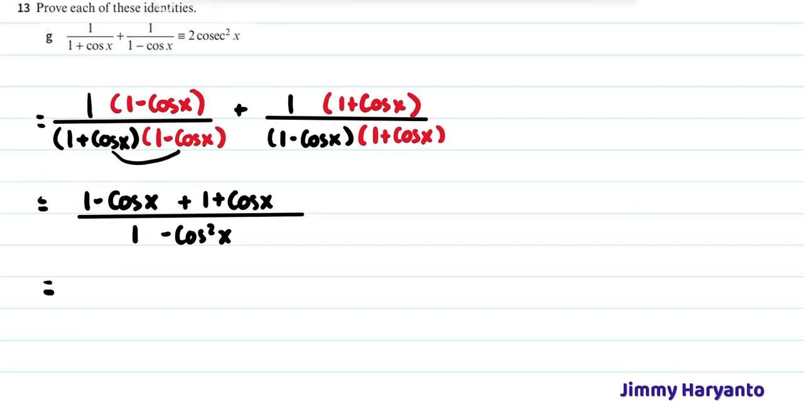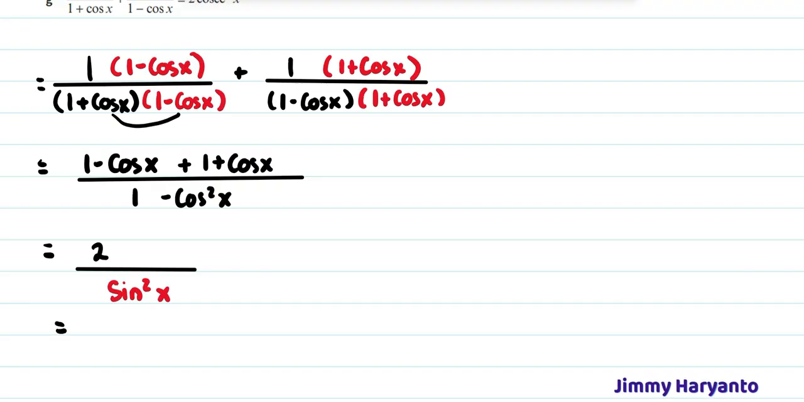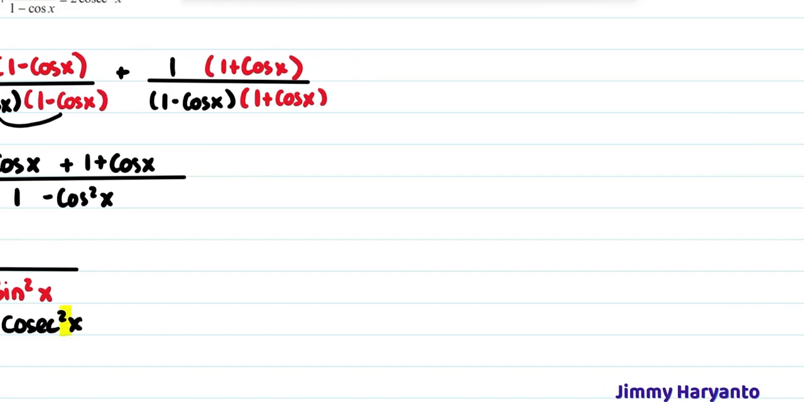So for the top part, 1 plus 1 equals to 2, cos minus cos equals to 0. For the bottom part, I will change it into sine square x. It's the formula, you have to memorize the formula. And then 1 over sine equals to cosecant, that means this one is 2 cosecant square x. There you go.